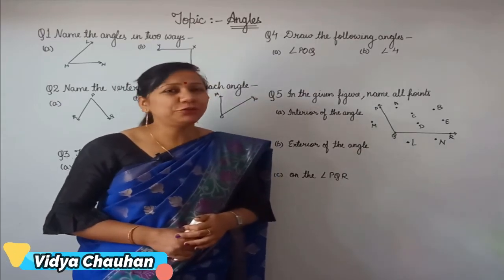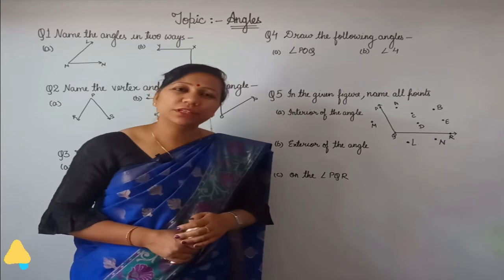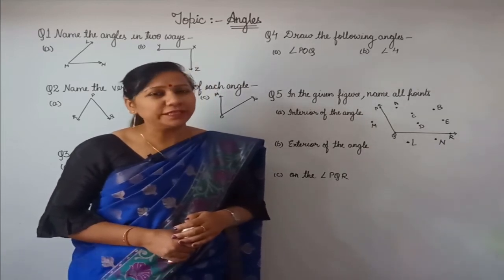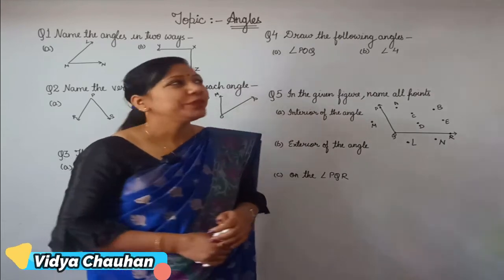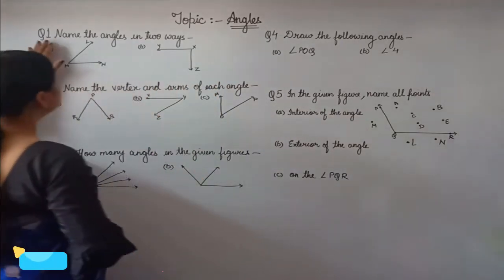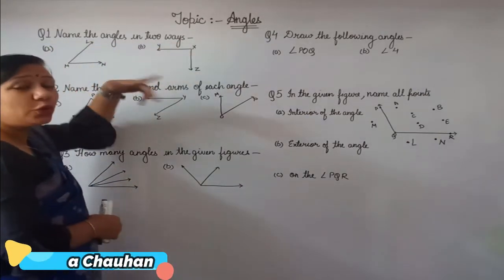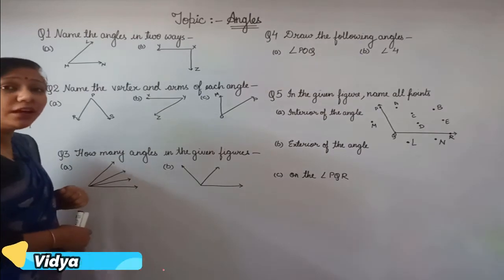Now students, after collecting a lot of information on the topic of angles, let us discuss some of the book exercise questions from your book. The first question related to angles says, name the angles in 2 ways. So what are the 2 ways in which we can read the angle?